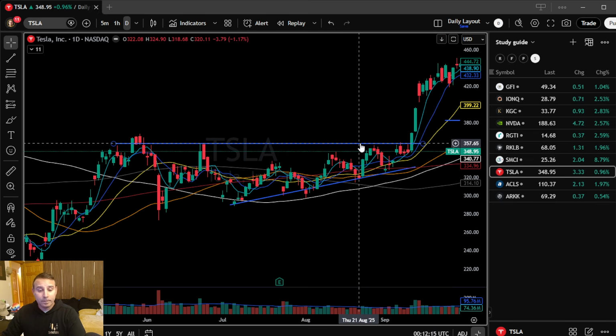So was Tesla setting up with a bunch of other stocks? No, it was not, which sometimes doesn't make that setup as sweet. But again, just something to think about if you are thinking about structuring a trade around that flat base.